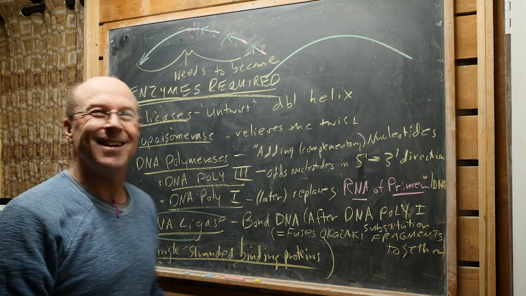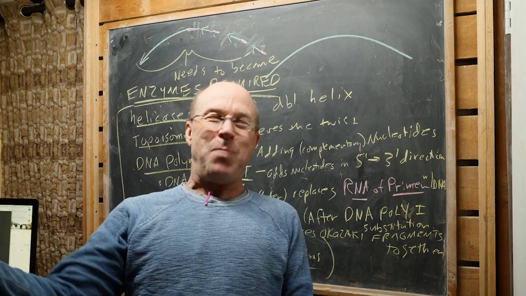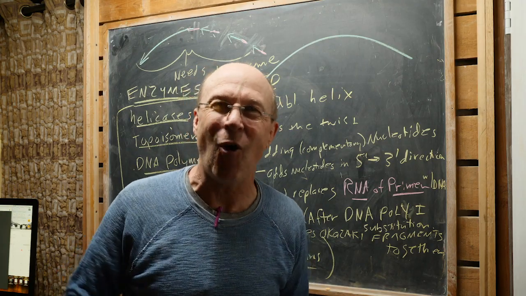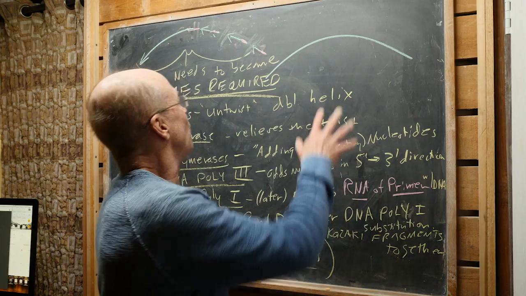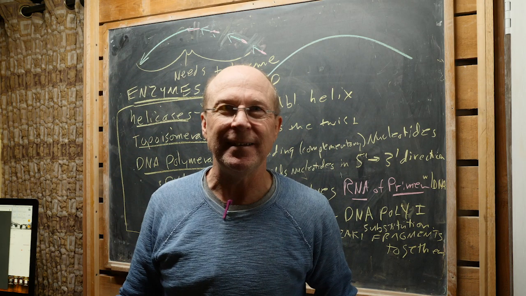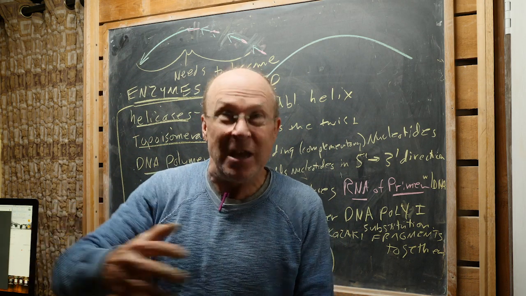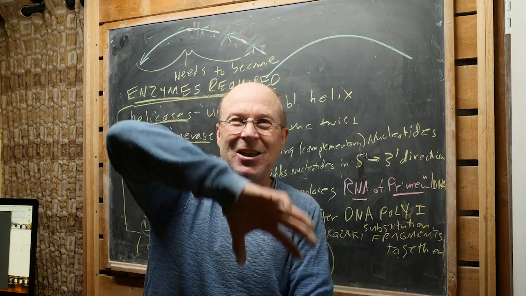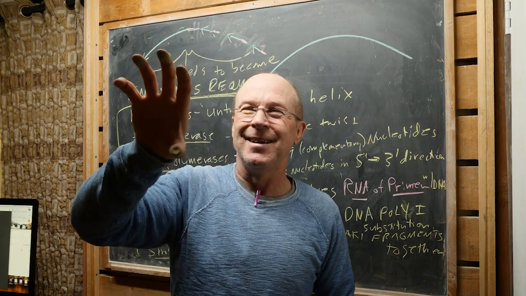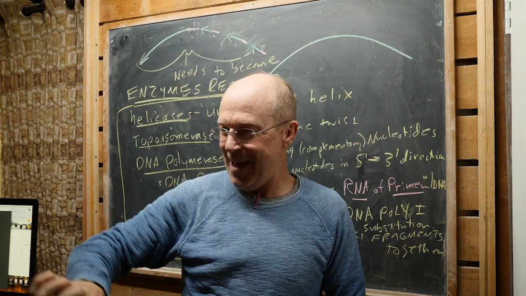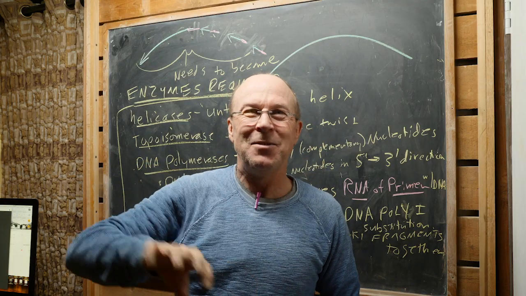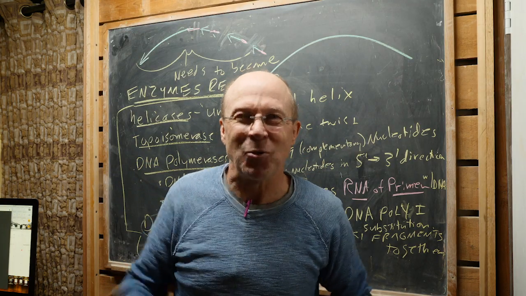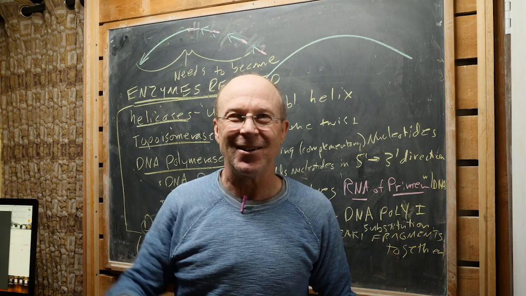Here's the players, the major players. And it boggles my mind because this is happening all the time. We've got to completely duplicate that DNA. Remember the cell cycle? Here we had G1, S, G2, and remember what S was? That's when we're duplicating DNA in the cell cycle.